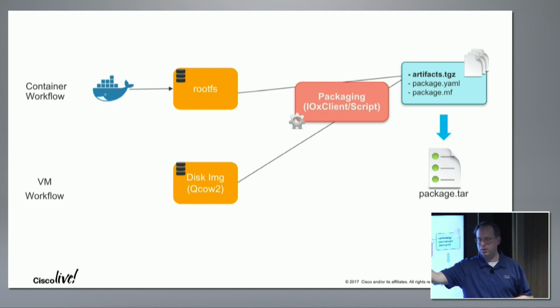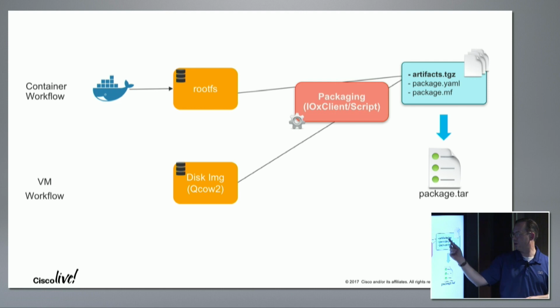In the case of a Docker container, which is what I'm going to be showing you today, I used our IOx client, that CLI-based tool. You just provide some additional data about how much memory it needs, et cetera. That disk image, basically the file system, gets put into a file called artifacts.tgz with a couple other things. Then a YAML file gets added by the packaging tool. All that is bundled up and then created.